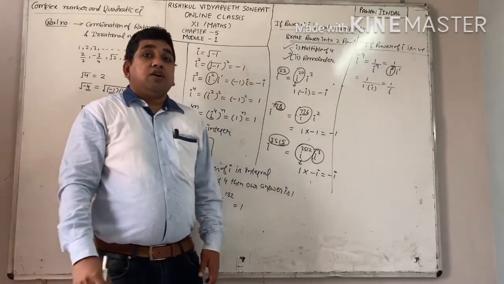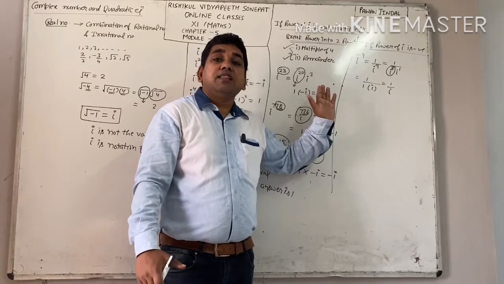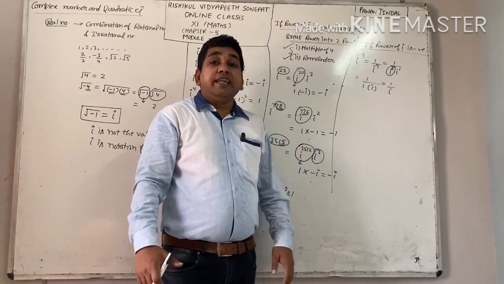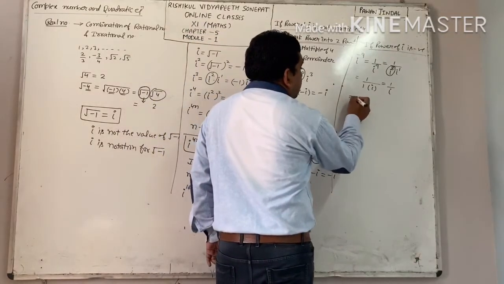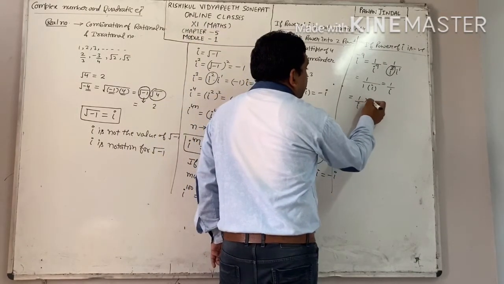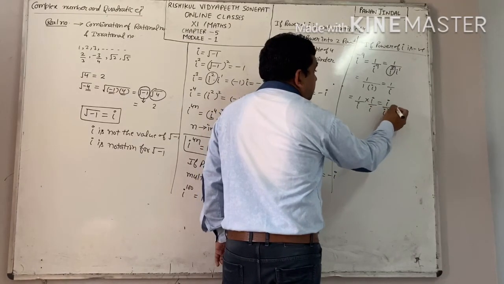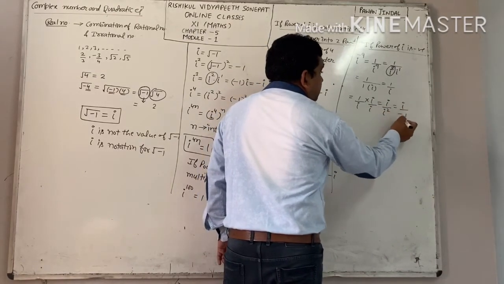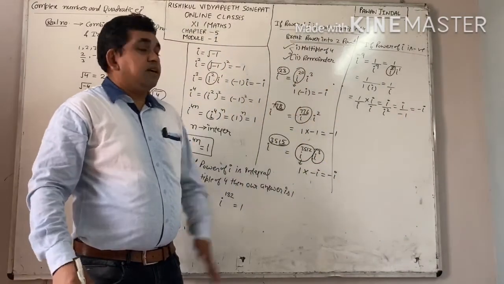In this chapter, you have to learn one more thing. There should be no iota term in the denominator. If there is any iota term in the denominator, then you will rationalize. And rationalization you know very well: multiplying by iota and dividing by iota. This is iota upon iota square. The value of iota square is minus 1. That's why your answer is minus iota.